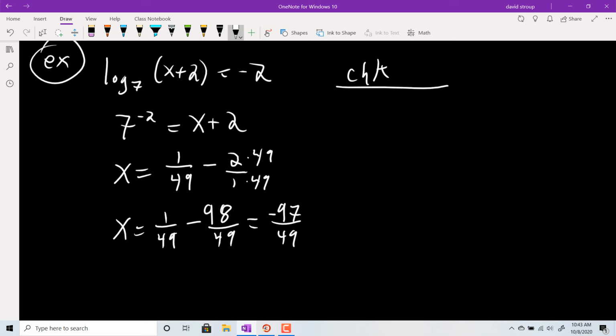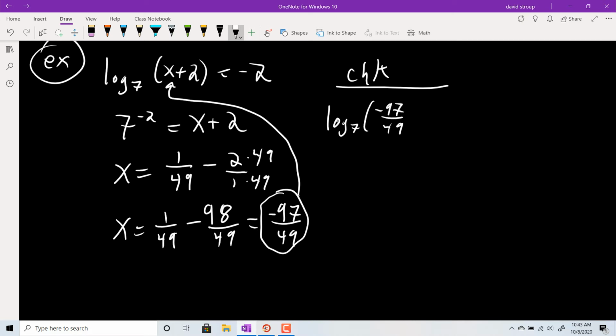Now I need to check. So when you check, you have to plug that answer into the original equation. Okay, you can't plug it in one step later. It has to be the original. So log base 7 of negative 97 over 49 plus 2 equals negative 2. Okay, so you work the two sides separately. It's kind of like there's a divider line which you shall not cross. Okay? On the right-hand side, it's pretty much done, right? There's nothing to do over there. On the left-hand side, though, I have to do a bit of simplification.